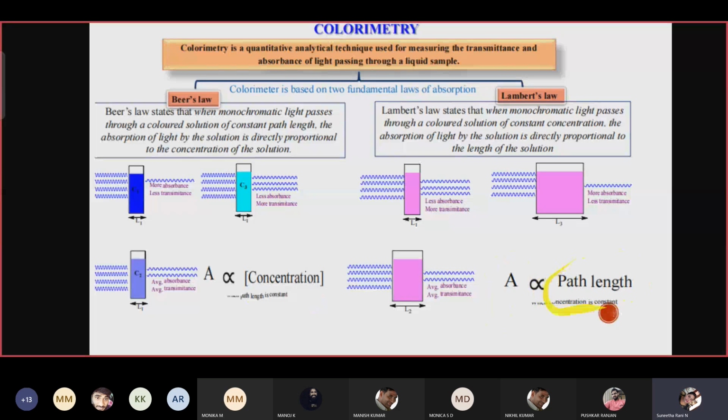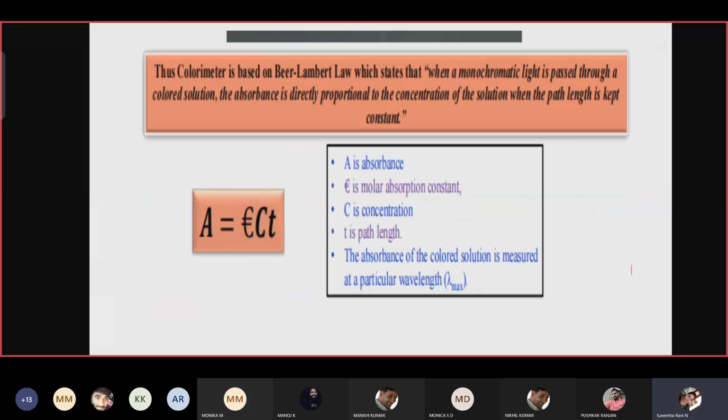So in Beer's law we are not considering the length of the cuvette or test tube. But in Lambert's law, we are considering the path length of the sample holder also, along with the concentration. By combining these two, Beer's law and Lambert's law, the theory explains that absorbance of light is directly proportional to, or equal to, epsilon C t. Epsilon is the molar absorption constant, C is the concentration, and t is the path length.